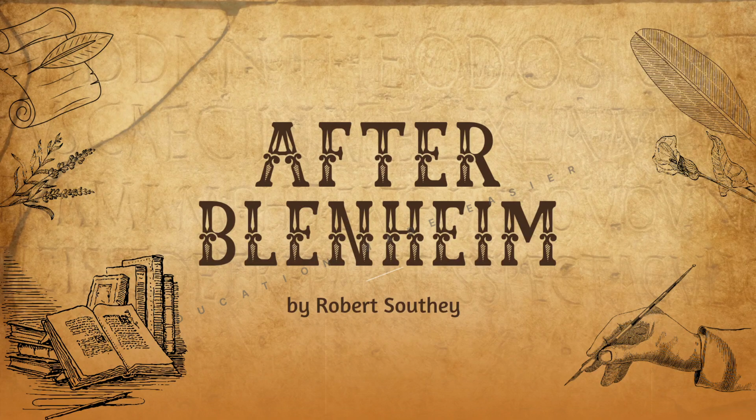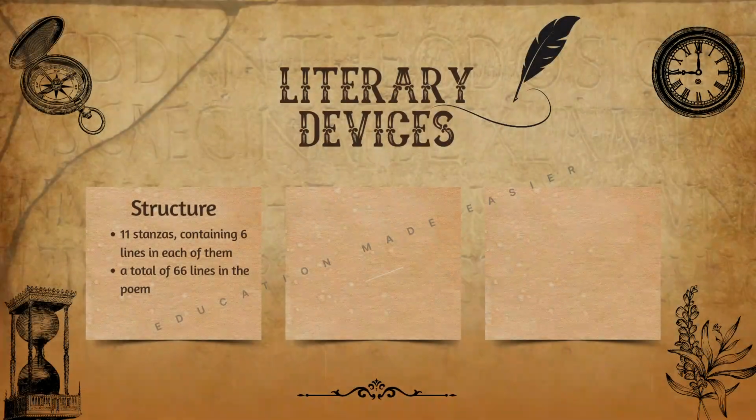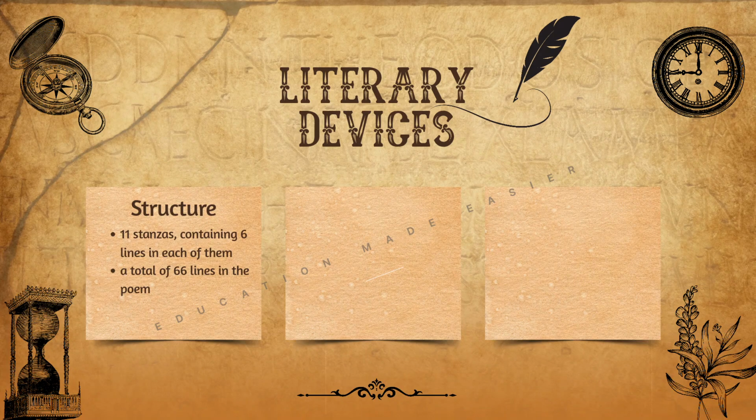Dear students, today I am here with the key literary devices of the poem After Blenheim. Let's talk about the structure of the poem. The poem consists of 11 stanzas containing 6 lines in each of them. So, there are total 66 lines in the poem. The poem employs a rhyme scheme of AB, CB, DD.